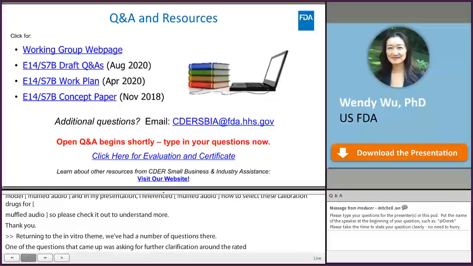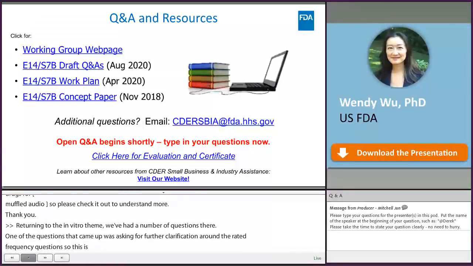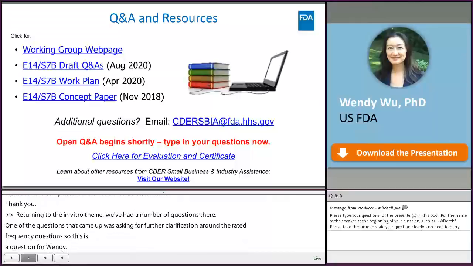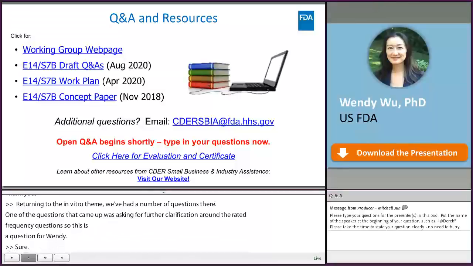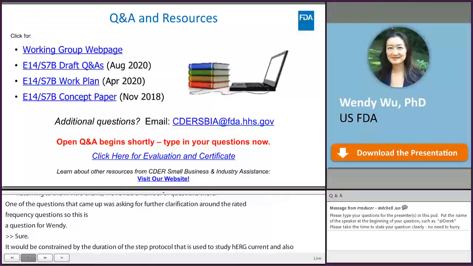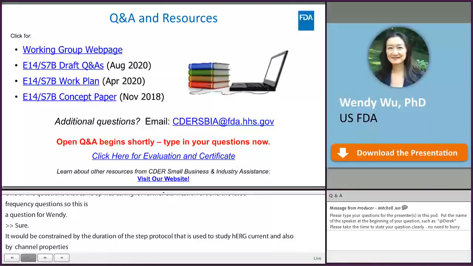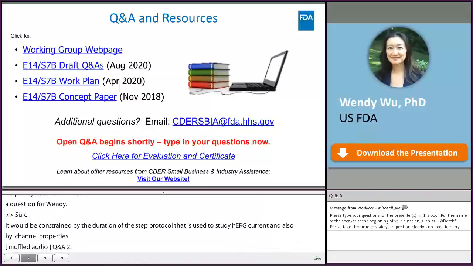Sure. So the question that came in was, a pacing rate would be constrained by the duration of the step ramp protocol, for example, that's used to study hERG current, and also by channel properties, channel gating. And are there additional scenarios and best practices that one would need to follow to assess rate effects on the channel of interest? Now, Q&A 2.1 also has provided guidance on some of the features that will provide confidence in the electrophysiology data, and these are not limited to rates.